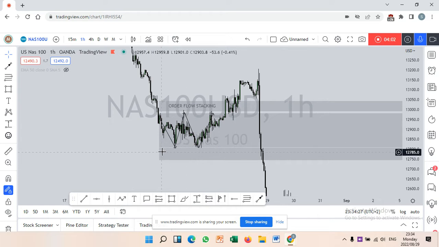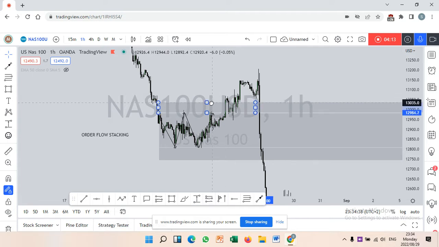So this is where the liquidity is. By liquidity, it is orders again. Liquidity is just another word for orders. Okay, so let's take order flow stacking outside and position this.